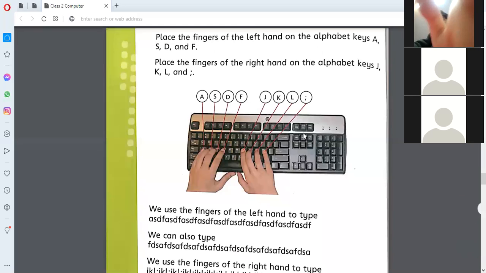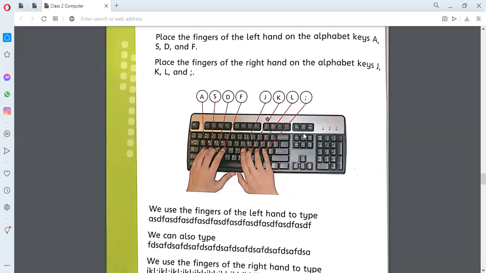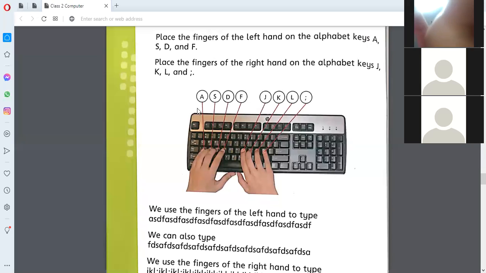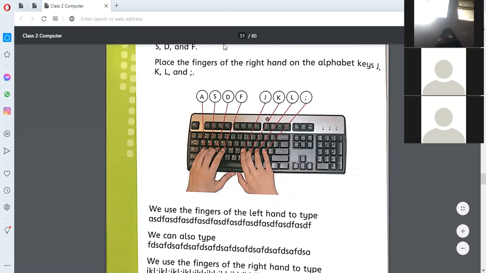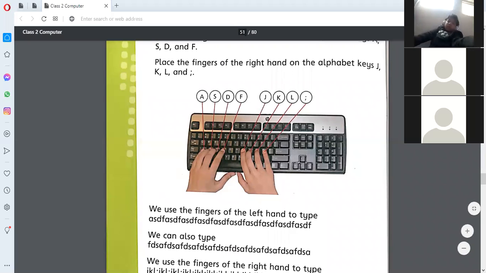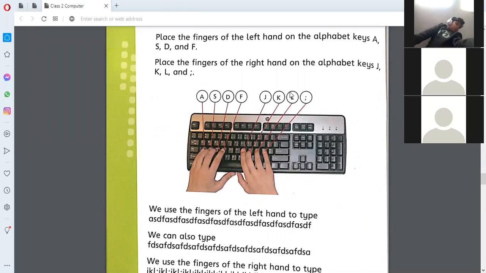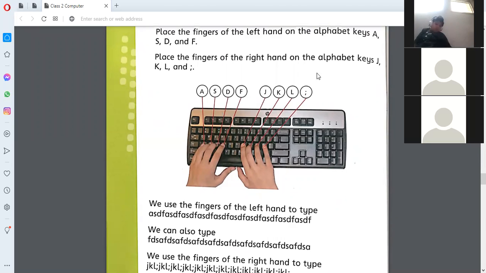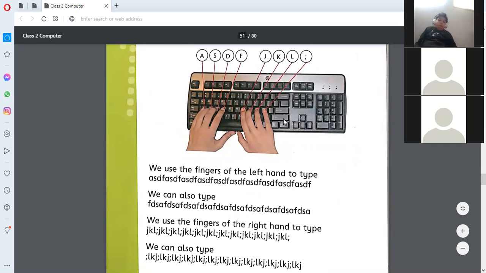So we saw the ASDF with the left hand and JKL semicolon with the right hand. I asked you about the spelling of different words, and those words are the fingers. So students like Sharif, Saud, Rafiq, Adam, Ayan, Suleiman, Ammar, all these guys told us about the spelling of fingers. Now we see the fingers which can be used with the left hand, and we type the word.